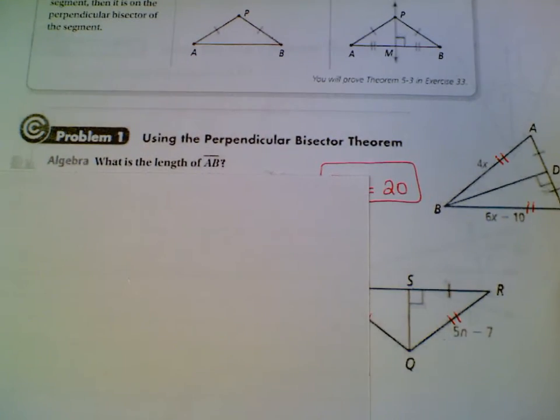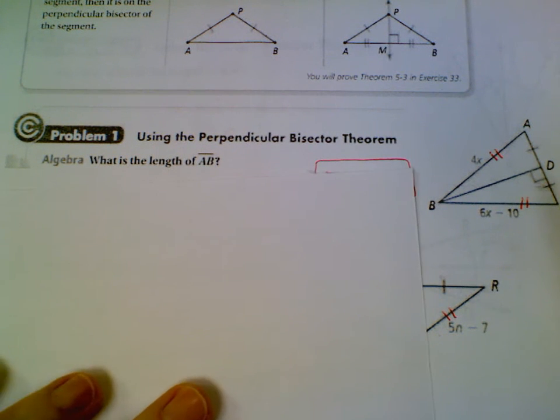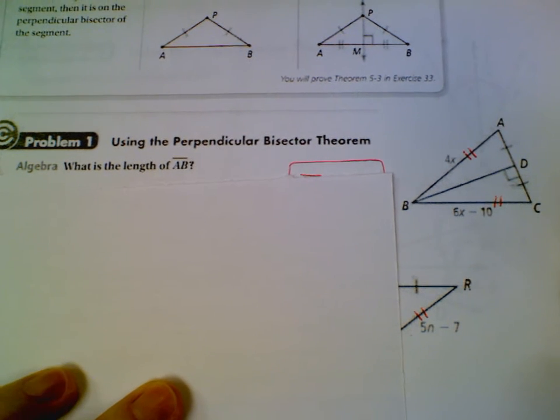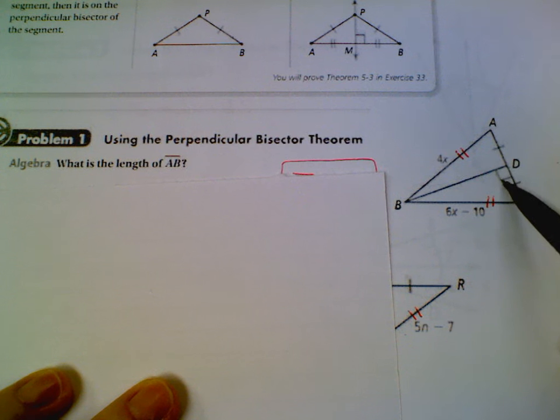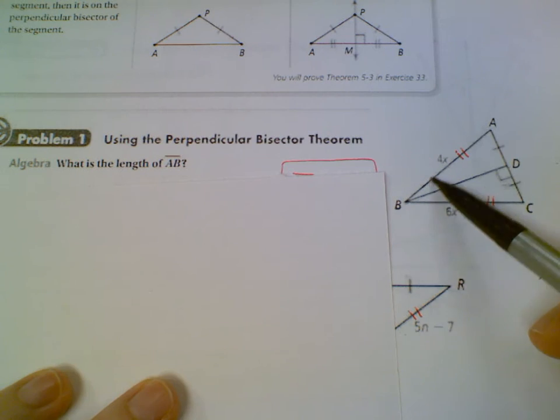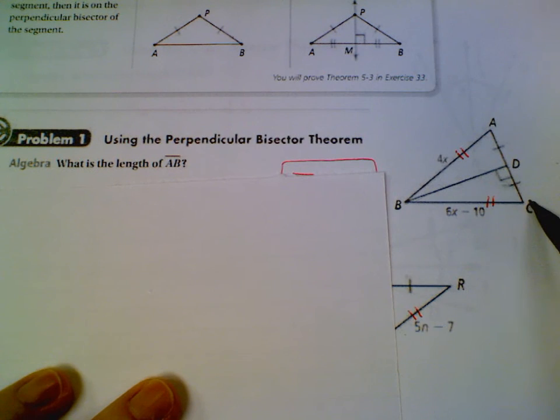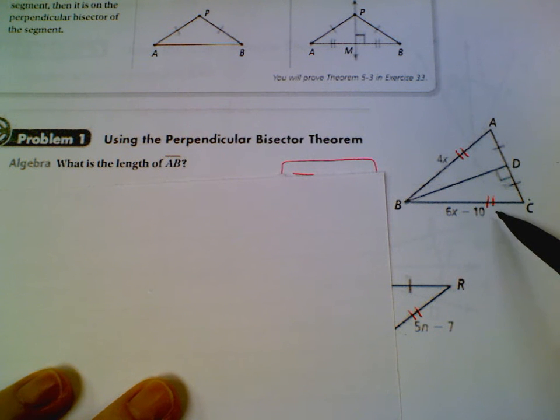So example 1 says, what's the length of AB? Well, I know that this is a perpendicular bisector since I have a right angle and I have two congruent pieces. B is on that perpendicular bisector, so it's going to be equidistant to these endpoints. So therefore, this line segment is congruent to this line segment.